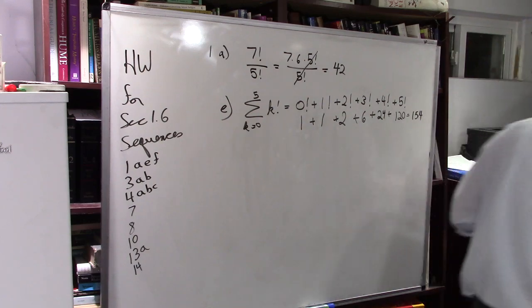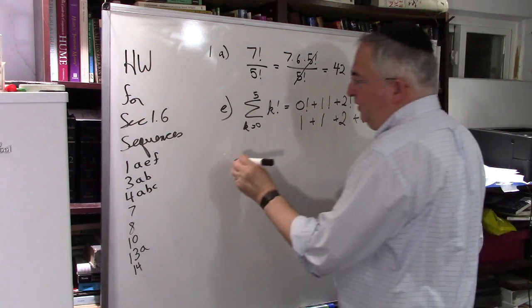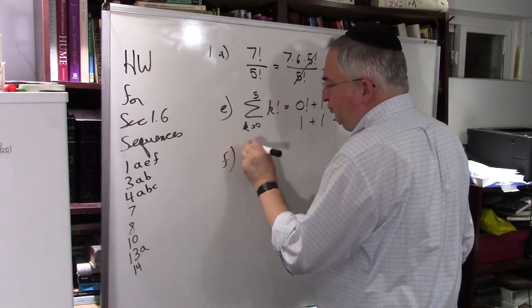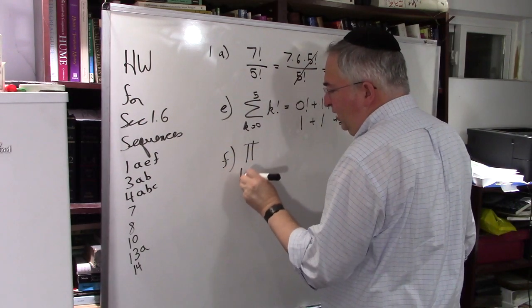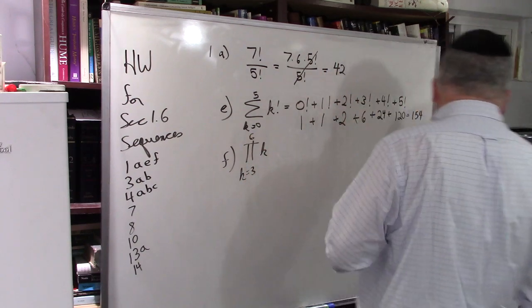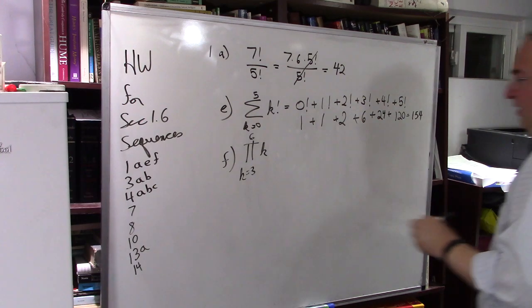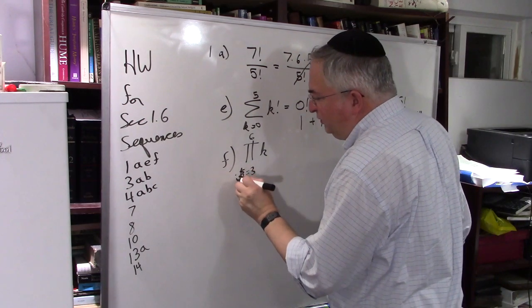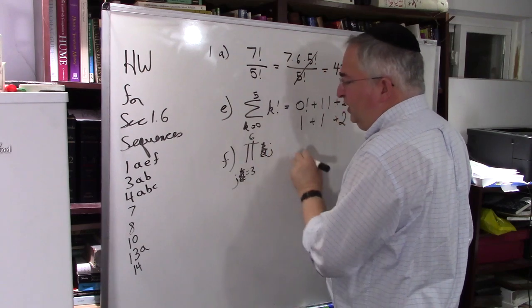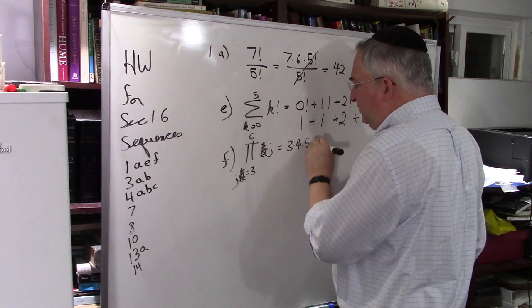Great. Next, the pi from 3 to 6. F is the product of k equals 3 till 6 of k. Sorry, I did it with j. They did it with j. So j. So this is equal to 3 times 4 times 5 times 6.